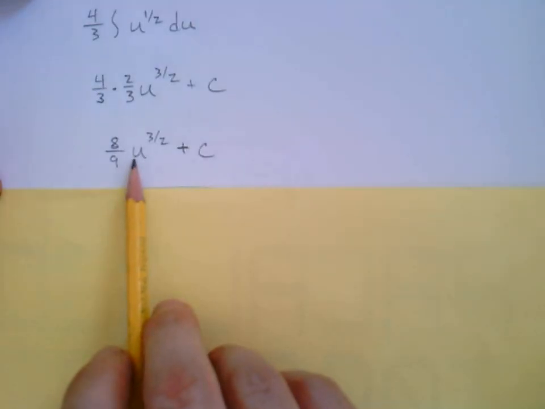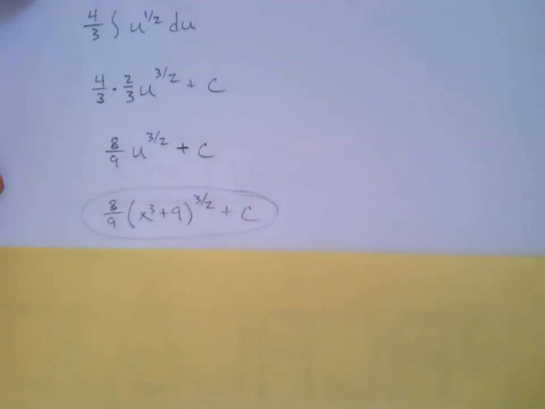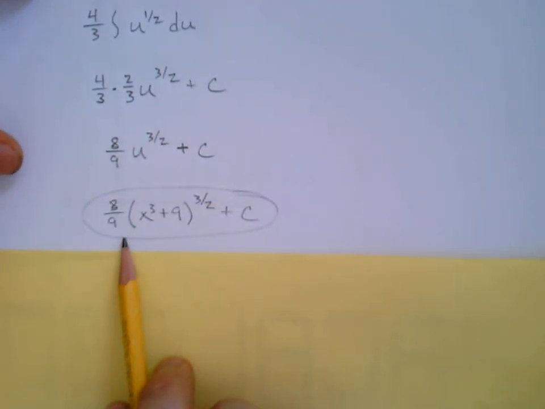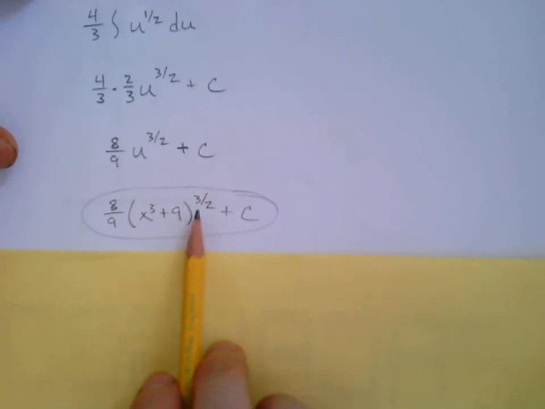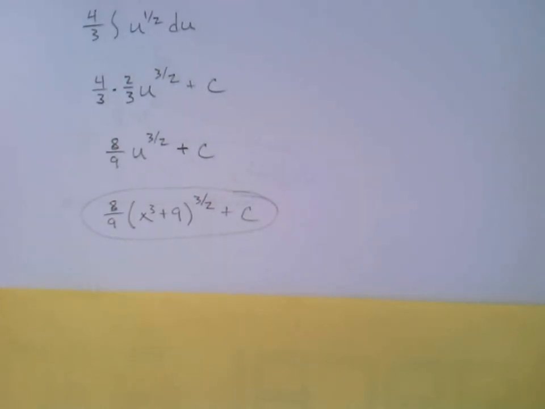Okay, and then, final answer, we need to replace the u with what it was in our substitution way back. It was x to the third plus 9. 8 over 9, x to the third plus 9 raised to the 3 over 2 plus c. If you wanted to check your answer, you could take a derivative. See if you get back to the original. And in this one, you will.